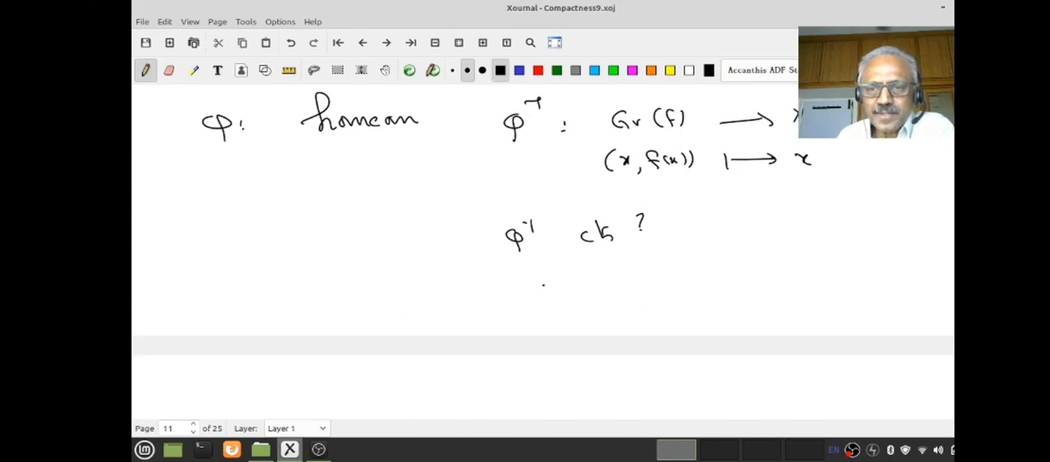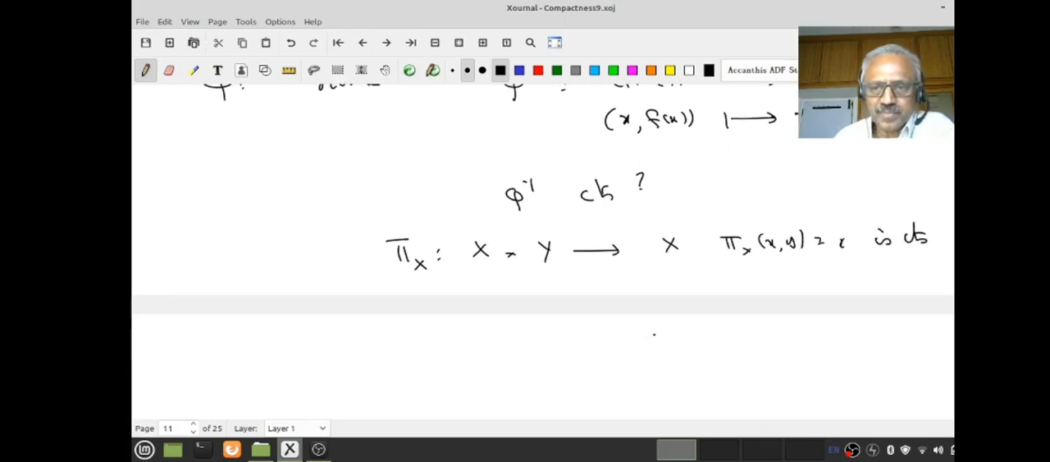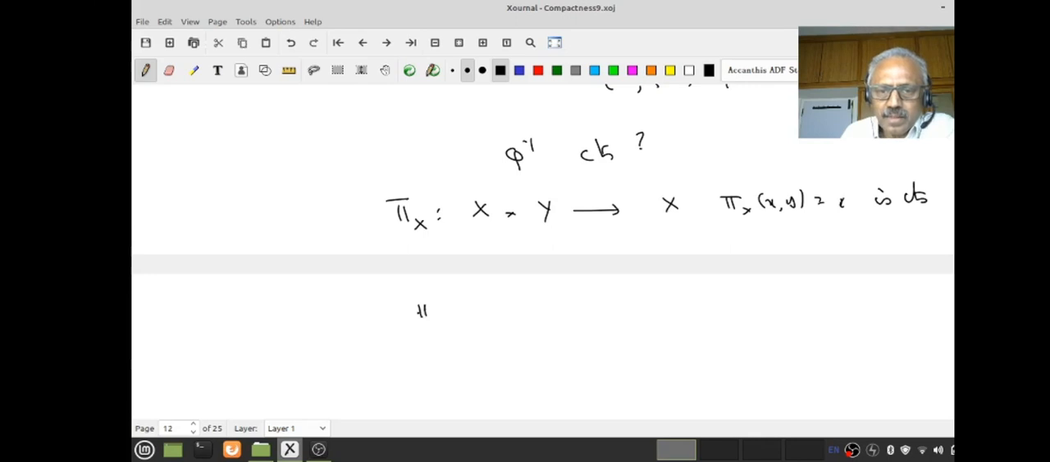How do I do that? Remember that again we are using subspace topology. So look at the map phi_X, the projection map from X cross Y to X, phi_X of (x, y) equal to x. This is continuous by product topology, right? And phi inverse is nothing other than phi_X restricted to the graph. And remember, whenever I restrict a continuous function to a subset with a subspace topology, it is continuous. We had already seen this in subspaces.